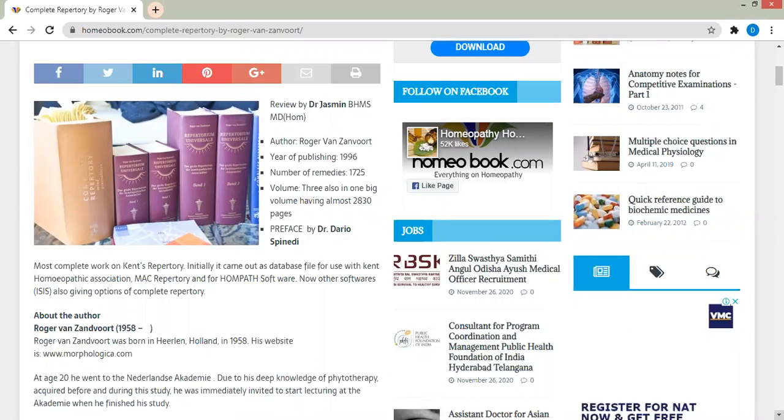The total number of remedies is about 1723. There are 3 volumes, and all 3 volumes are also combined in one big volume. In this repertory there are 2830 pages, and the preface was written by Dr. Dario Spinelli. It is the most complete work on Kent's repertory.